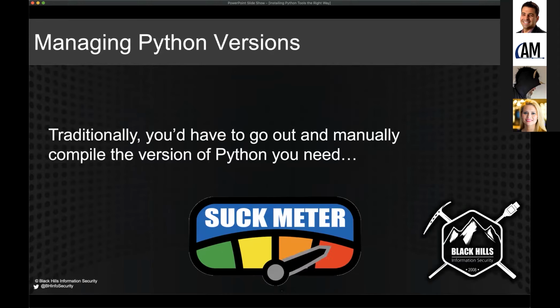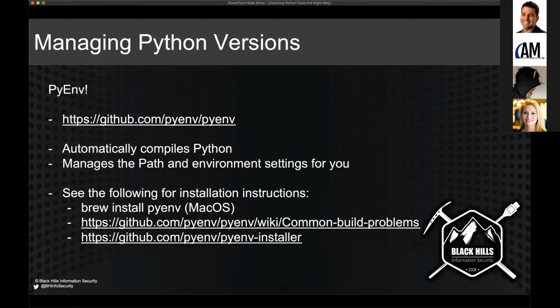You'd have to compile the Python version you're interested in manually from source, which I don't know if you ever tried doing that. I'll preface it by saying you probably should never attempt to do it because it kind of sucks. There's a handy dandy suck meter there. It's a high level on the suck meter. It really does suck. I wouldn't recommend it.